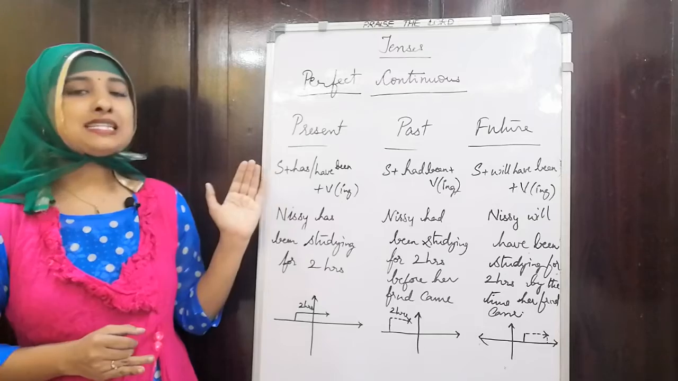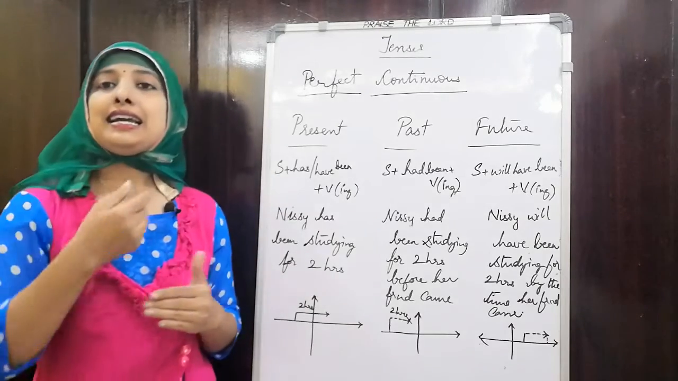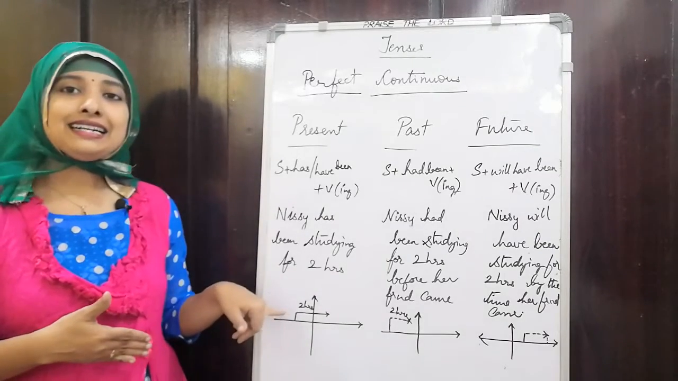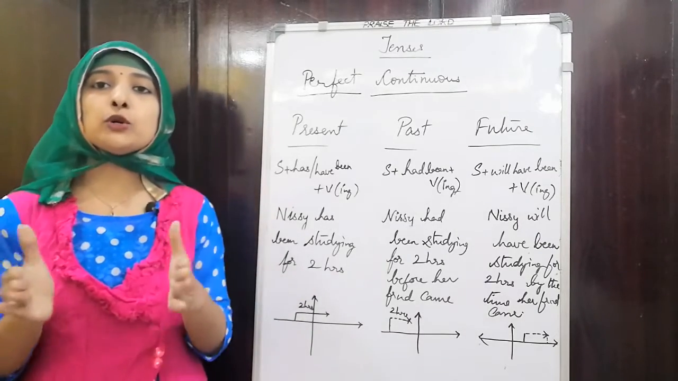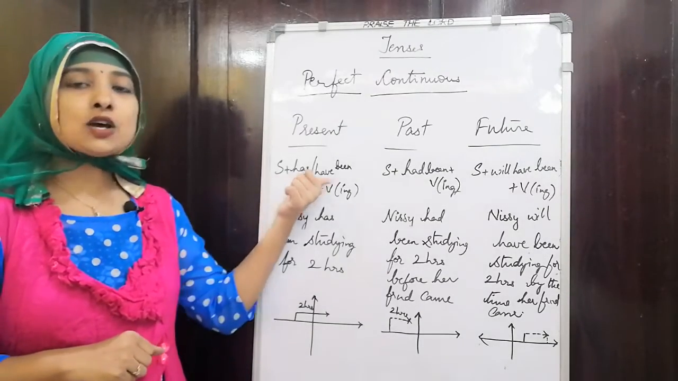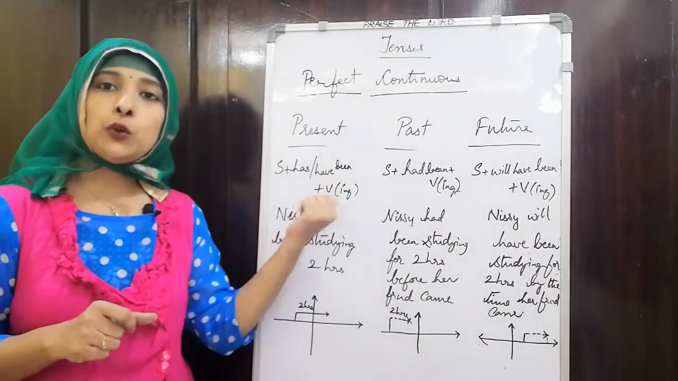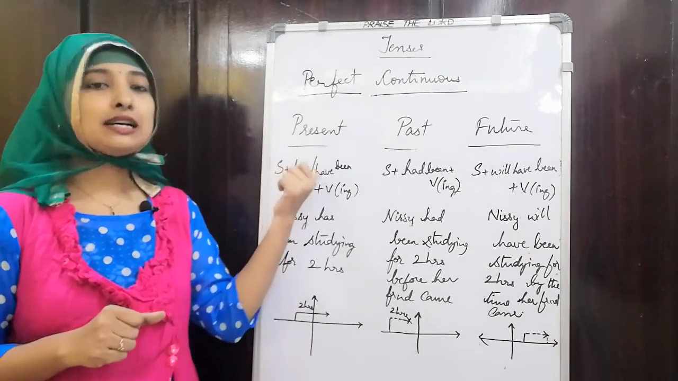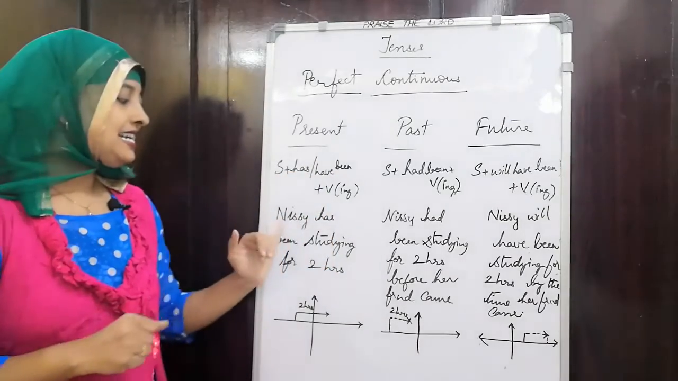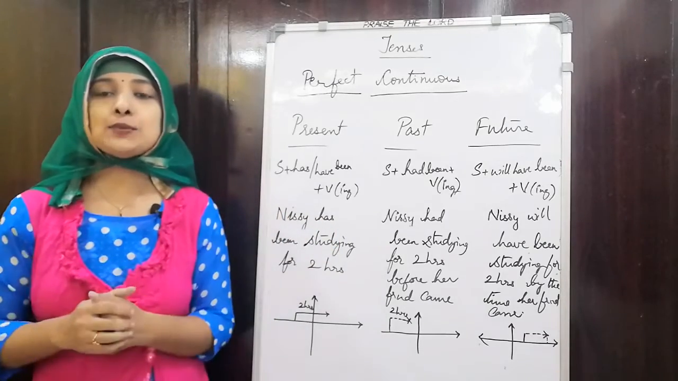So the present perfect continuous, we'll be talking about the continuous event, at present, at this moment, like it is still happening. With the help of duration, we'll be explaining it. Like she plus has or have been, from long duration, been doing something. So she plus has or have been plus verb in ing form. Like Nissi has been studying for 2 hours. For 2 hours, Nissi has been studying.